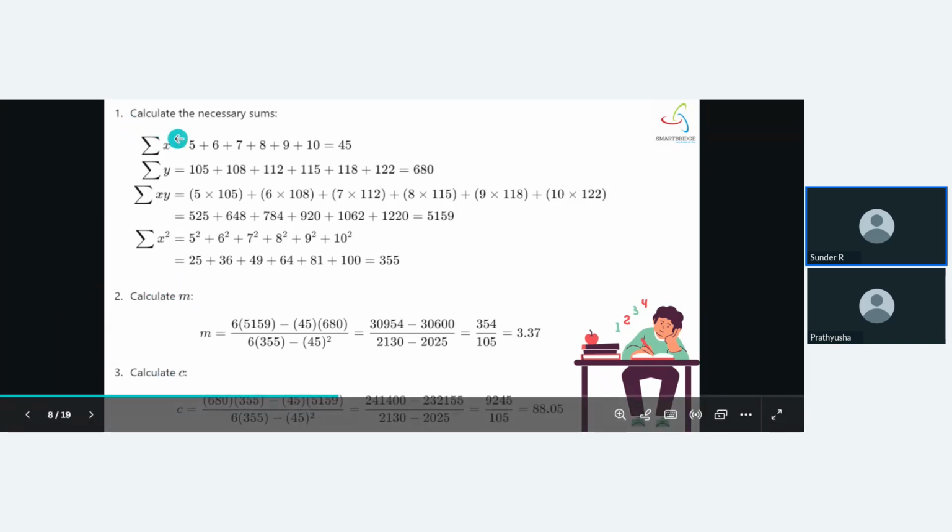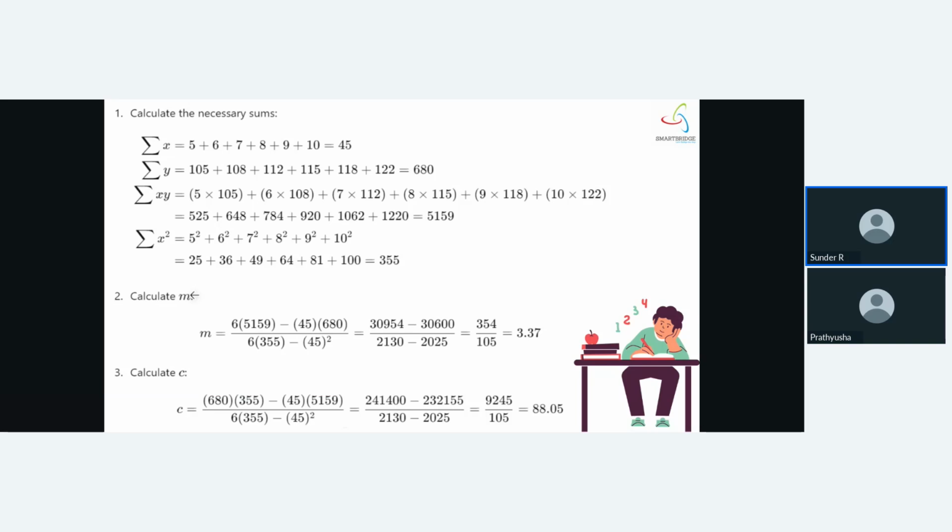Is it clear? First, you have to find the summation of all these things. Then put all these values into the formula. Then you will be able to find the m and then the c value. That is the slope. Slope is very, very important. Given a value of x, what are the changes in y that you're able to see? If you want to find that, you will be calculating this m. I hope this calculation is clear, right?